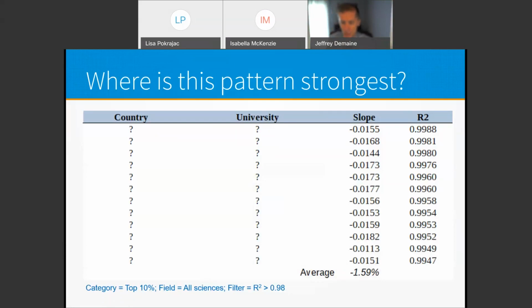So I'm going to rank the regressions by R squared and then look at the slopes. And I want you to help me by looking for qualitative patterns in the universities. All right, I want you to tell me perhaps in the chat, what do you see in terms of qualitative patterns?